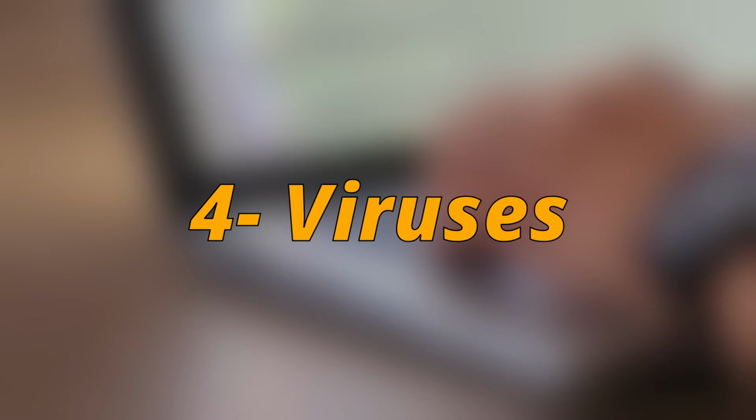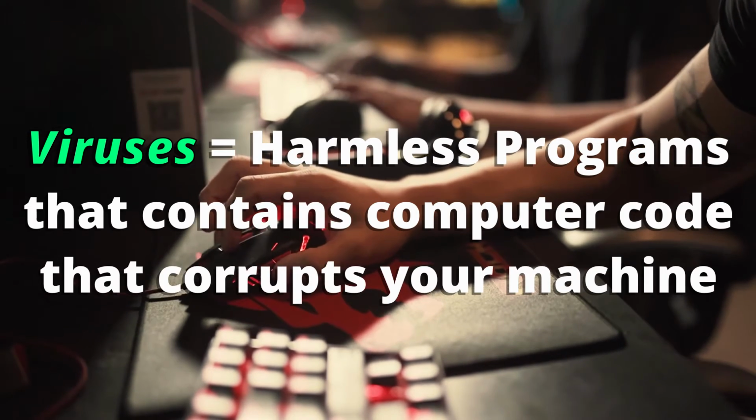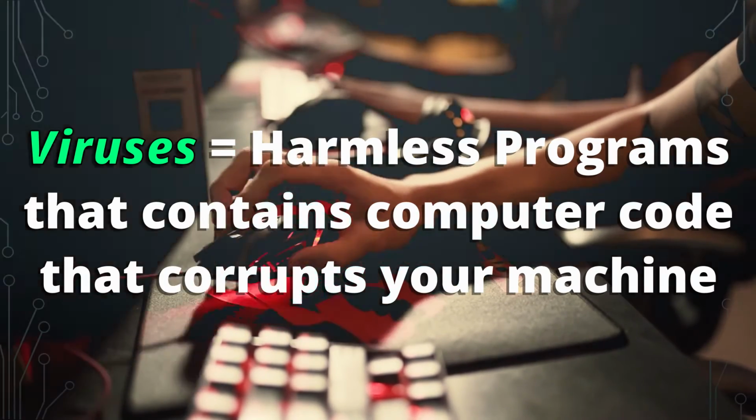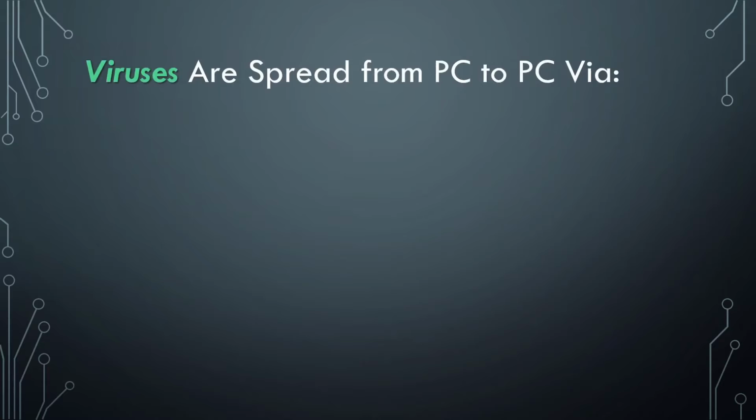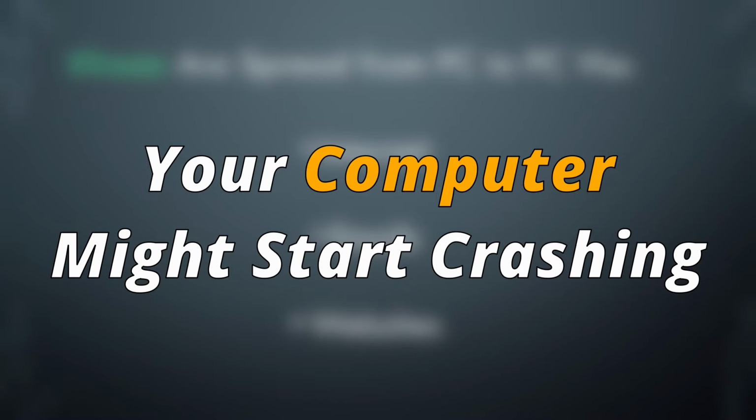Number 4. Viruses. A computer virus is a harmful program that contains code that corrupts a computer. Viruses can be spread from computer to computer via the internet, email, websites, etc. When corrupted by a virus, your computer may develop multiple problems that cause crashing.